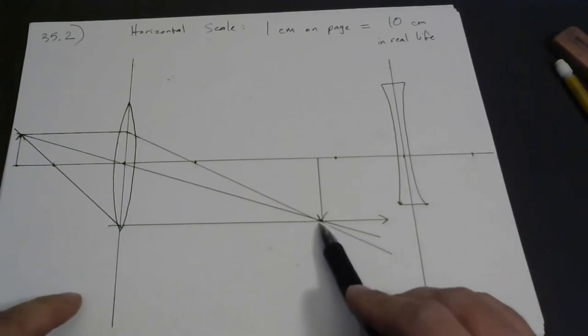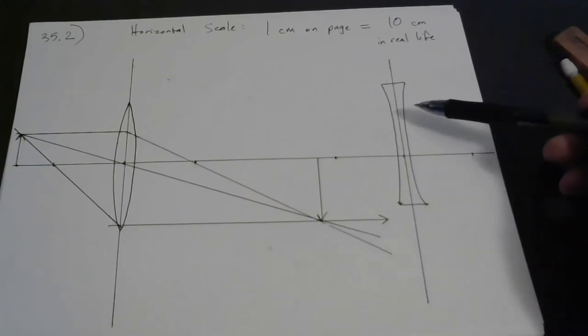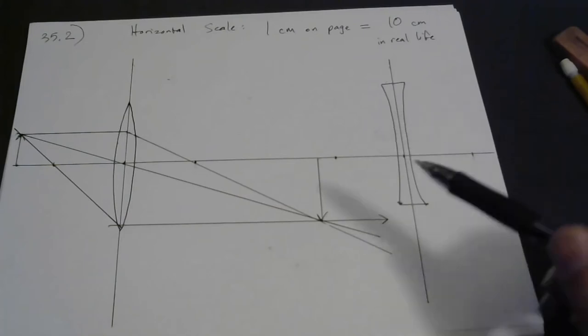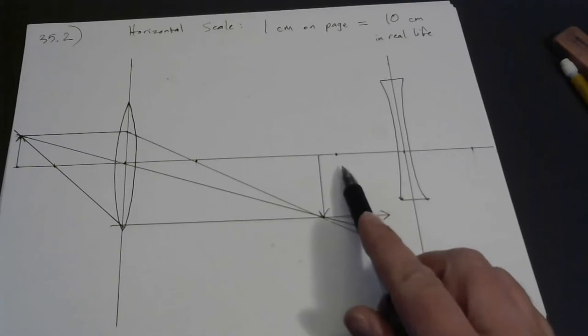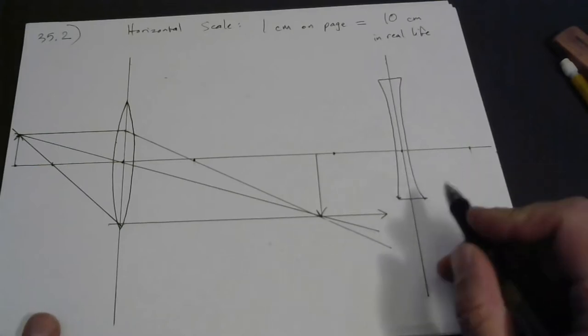Now we've got this object, which appears to be outside the focal length of the diverging lens. Well, I don't think there's any special significance to that for a diverging lens. Whether the object is outside or inside the focal length of a diverging lens, you get a virtual image either way. Now this one's a little trickier.